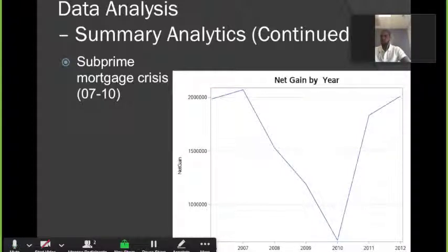But we can see that after 2010, which can also be attributed to other legislation, the amount of money that the taxpayers were able to save goes back to fairly normal rates of roughly $2 million per year.